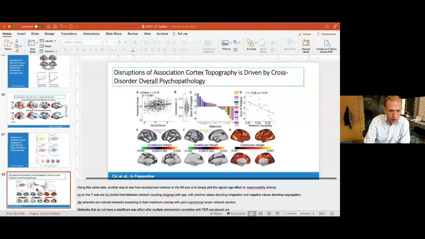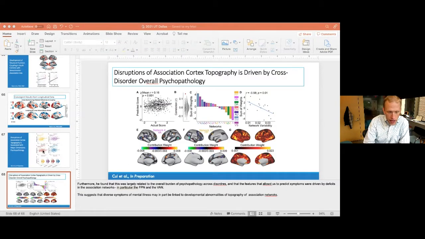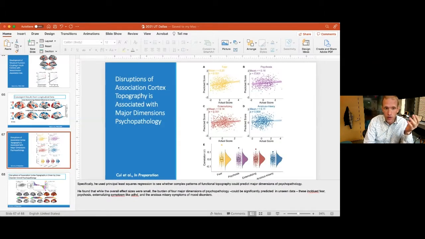All right. So this is from a paper, now on bioRxiv, by Zaixu Cui. It's kind of a follow-up to that first study on functional topography. Here, Zaixu is trying to relate dimensions of psychopathology to association cortex topography. Using the complex pattern of topography, we could predict significantly, but I want to emphasize low effect size, each major dimension of psychopathology.